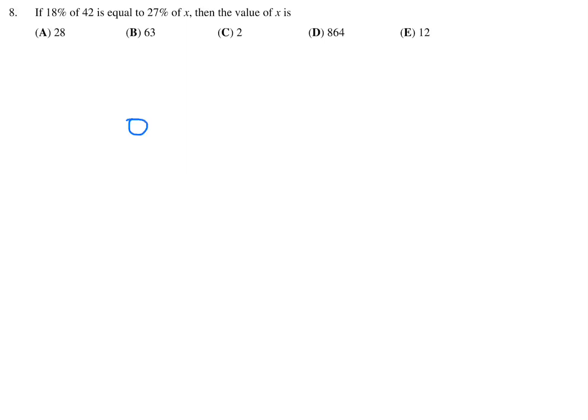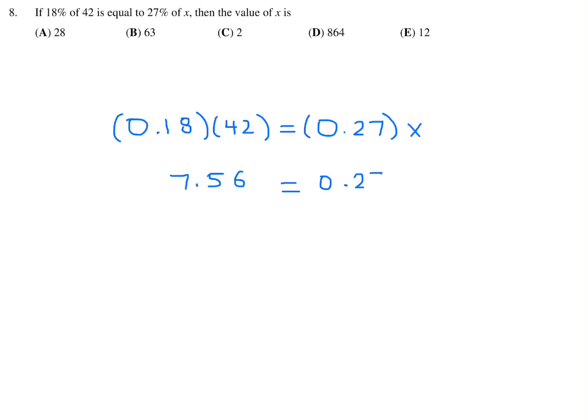If 18% of 42 is equal to 27% of x, then what is the value of x? All right, no problem. Just get out your calculator and do this. So this left side becomes 7.56, and this is 0.27x. And then now x is equal to 7.56 divided by 0.27. And that would be 28. So number 8, the answer is A.